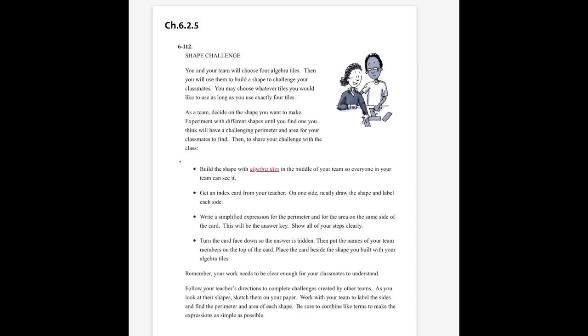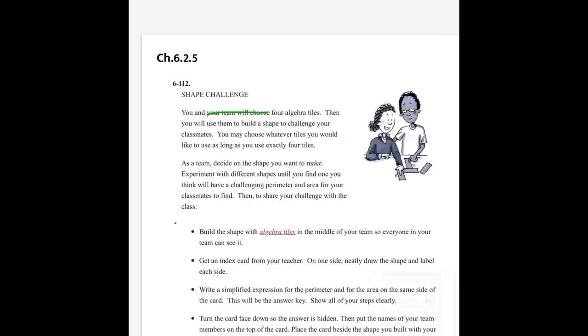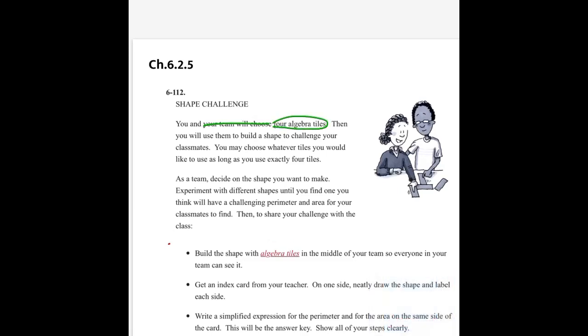It says you and your team. That is not happening, unfortunately. So you'll be doing this by yourself. You will need 4 algebra tiles, and you can use the CPM ebook for it. You can use the eTools if you forgot what the tiles are, or you can look through your notes. So ebook or your notes.